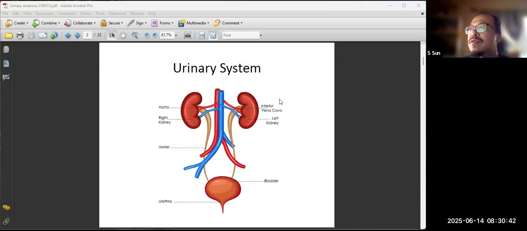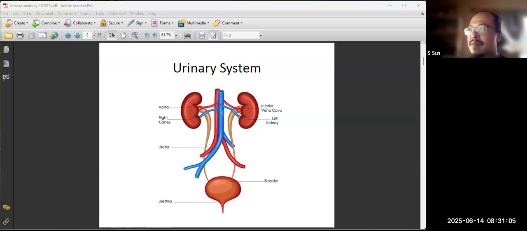The major function of the urinary system is to produce urine, and this system includes different organs. It's pretty easy. There are two major organs and two types of tubes. The two major organs are the kidneys, we have two kidneys, and then a bladder. Body organs like these are made of muscles. The bladder is made of smooth muscle.